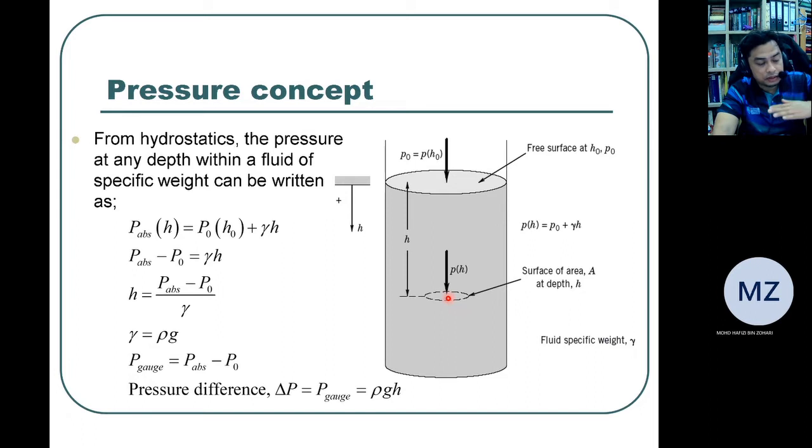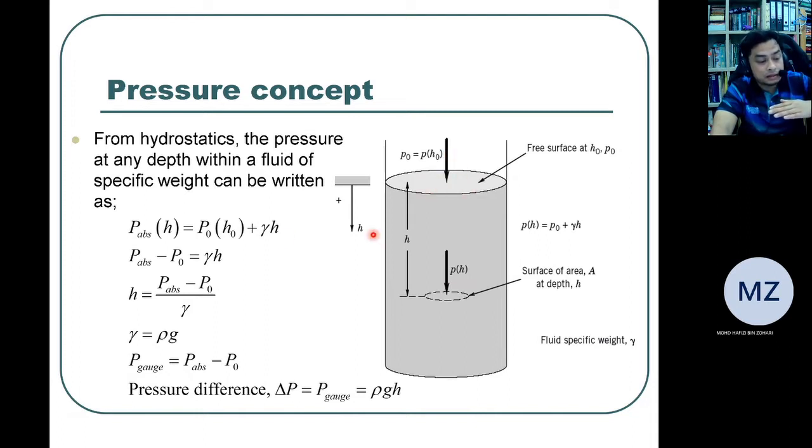If you take this one as P absolute, it's actually a combination of the pressure from the whole area above the level that we want to measure plus the atmospheric pressure. So it's actually an absolute pressure here. So it's equal to the pressure at H reference, H initial. For this case the initial is at the surface, where only atmospheric pressure is involved.